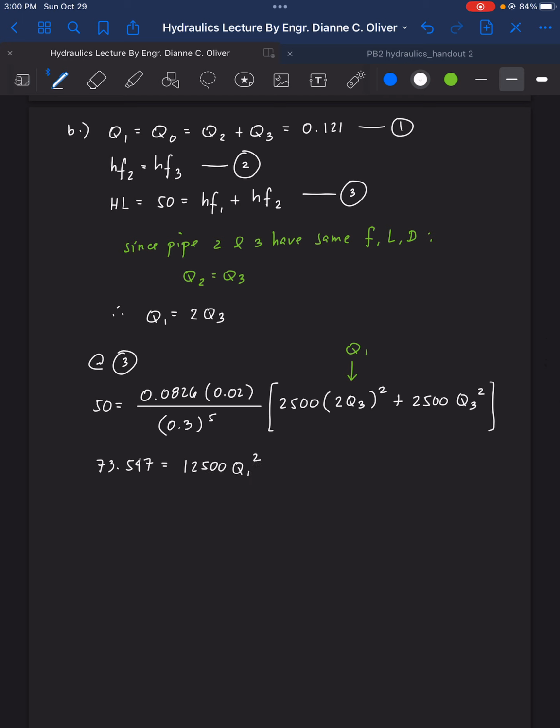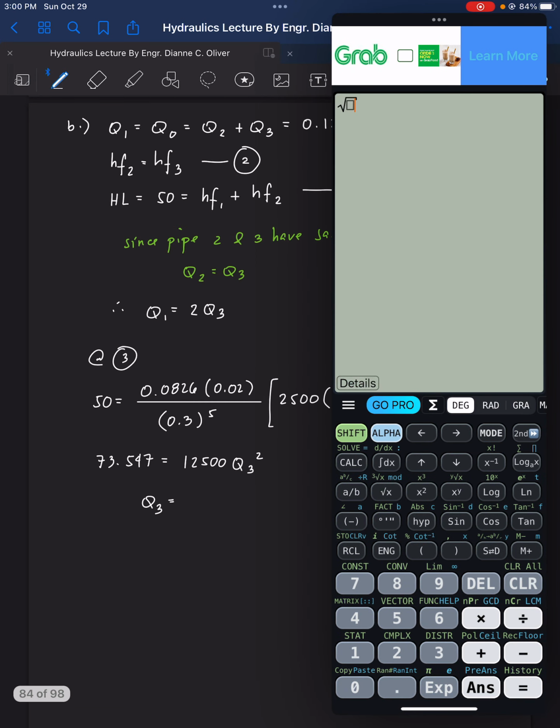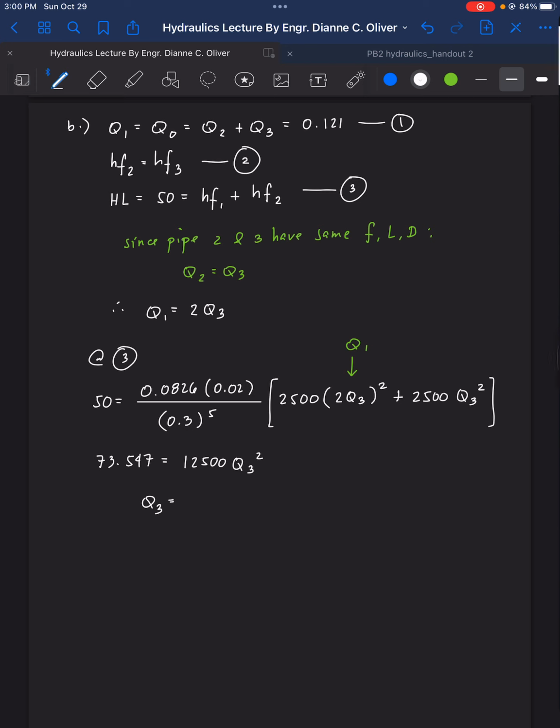Q sub 3 squared. So Q sub 3 is now equal to the square root of 73.547 over 12.5. So that is 0.077 cubic meter per second.